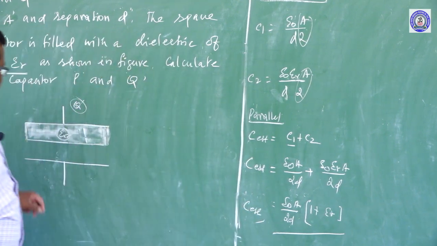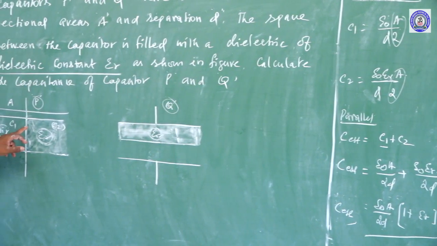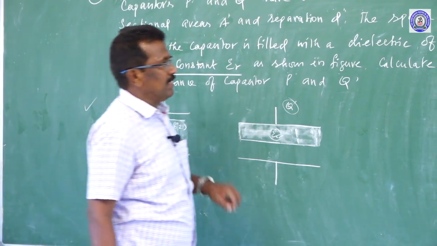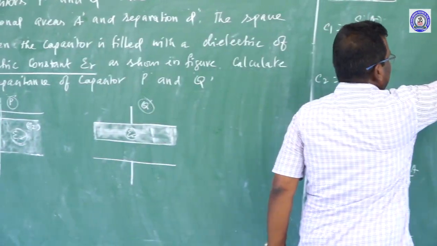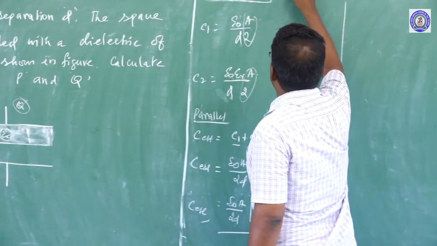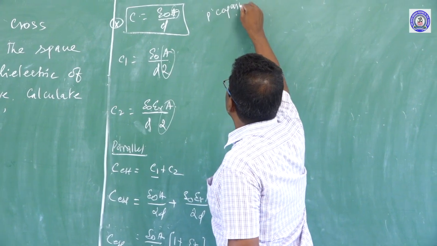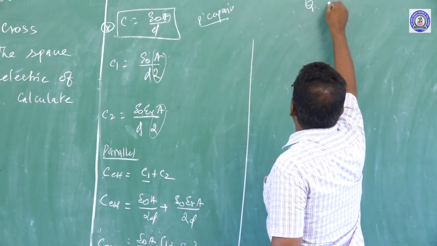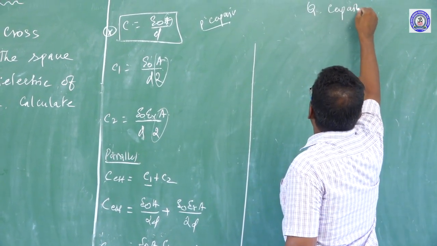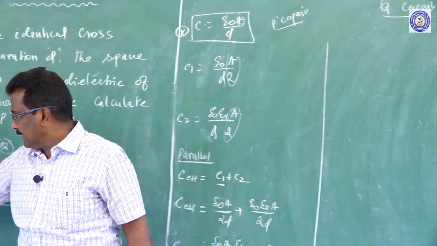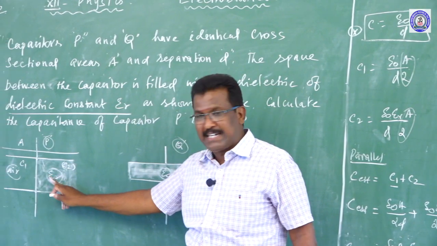This is the effective capacitance of the capacitors when connected in parallel, in the case of the P capacitor. The next capacitor, the second one, is for the Q capacitor. See the second diagram, Q. In the first case, half of the area is filled with the dielectric.